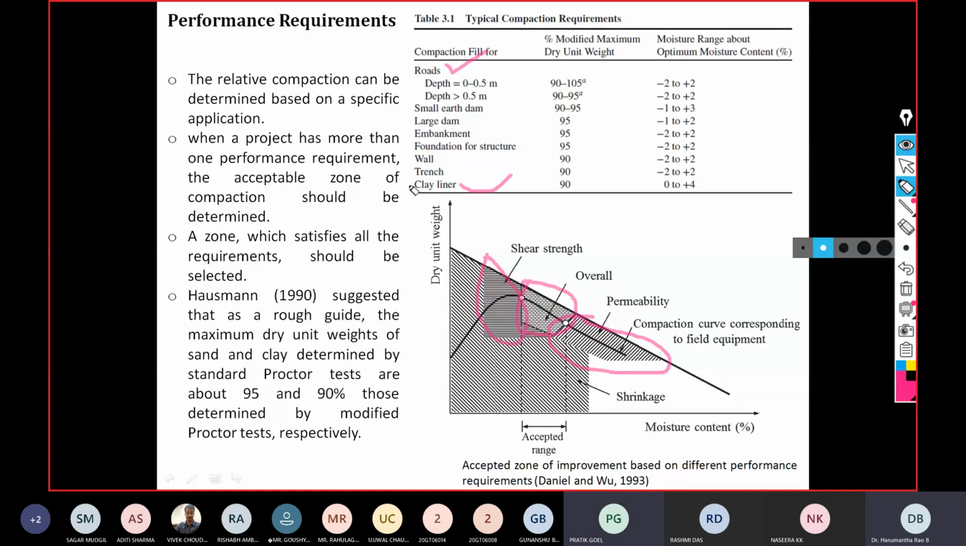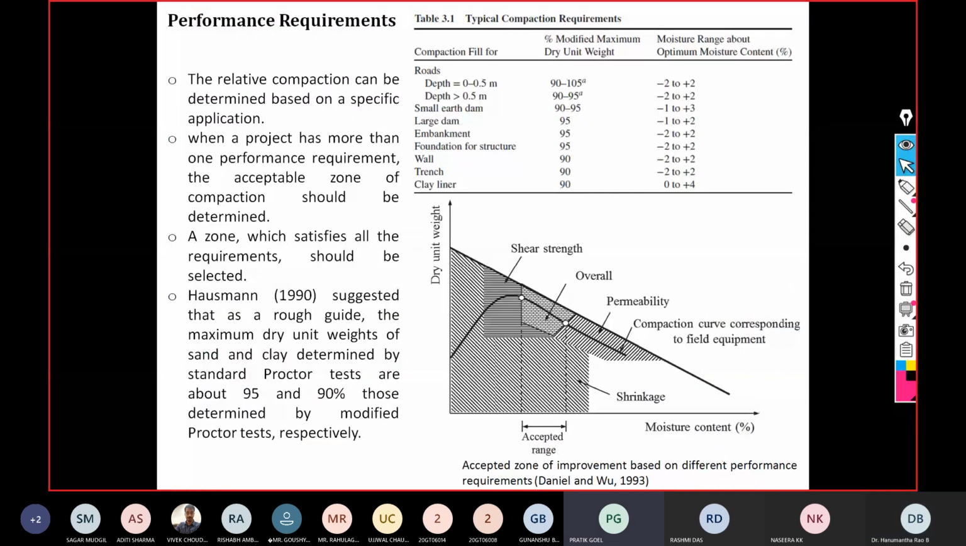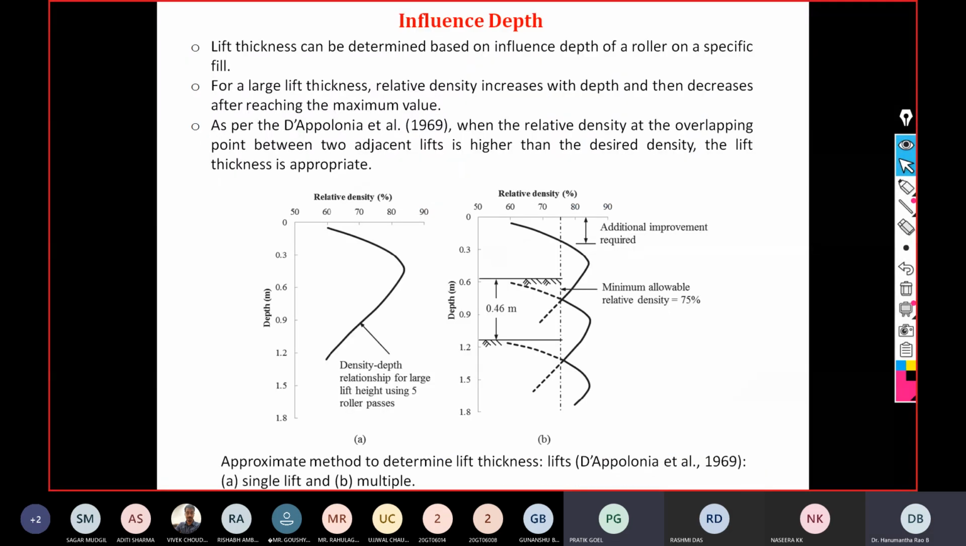Sir, the values of dry density which are given in this chart, like depth 90 to 105%, sir, these are with respect to the, no, in the field. Like the maximum density which we obtain in the field, it should be 90% of that. Correct. Okay, okay.